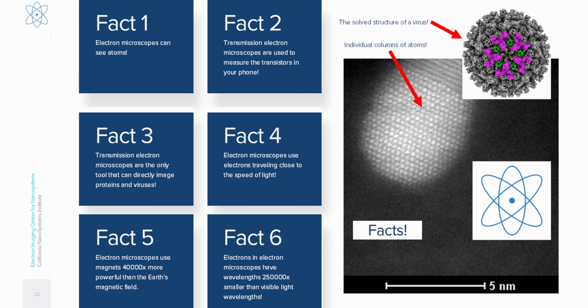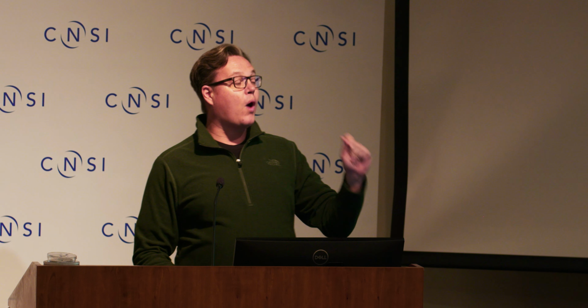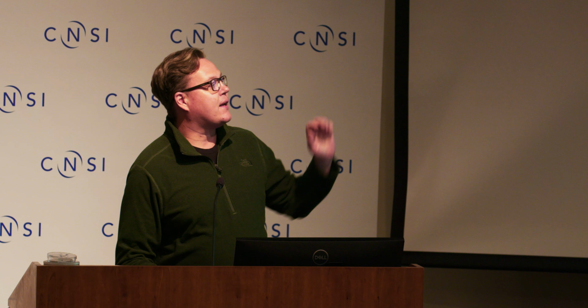Fact three, transmission electron microscopes are the only tool that can directly image proteins and viruses at the atomic level. So when you have proteins and viruses that cannot form crystalline structures, the only thing you can do is put them in a transmission electron microscope. And this is why places like NIH and other facilities that are interested in health, places like Amgen, will use electron microscopes extensively to image proteins and viruses.